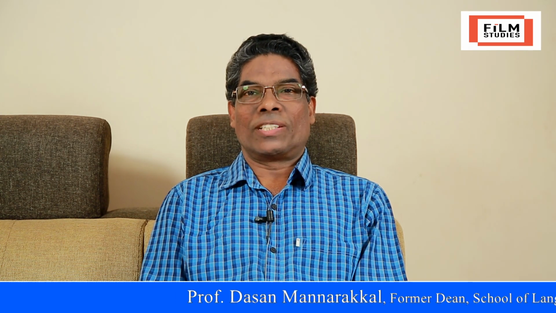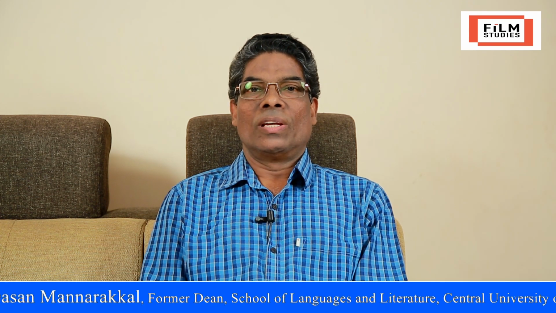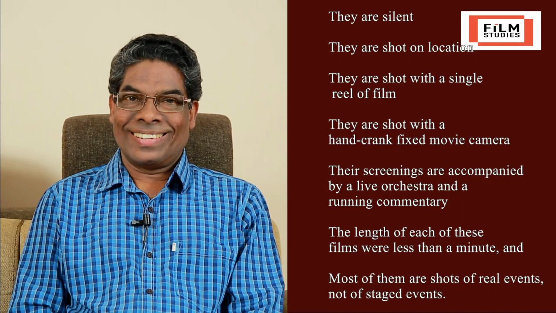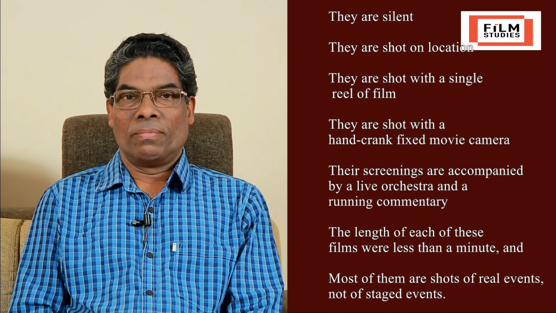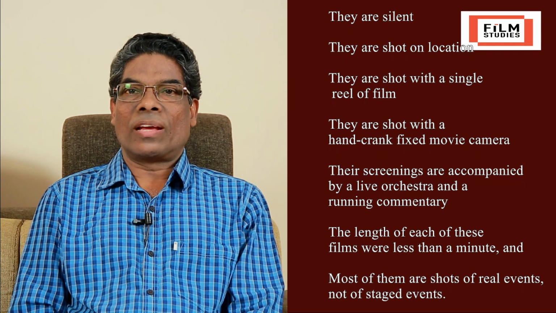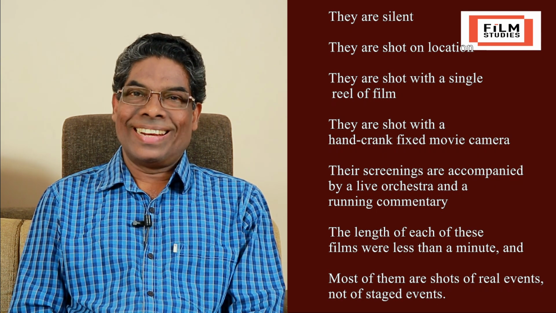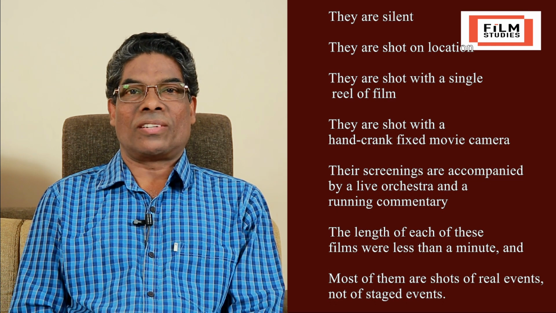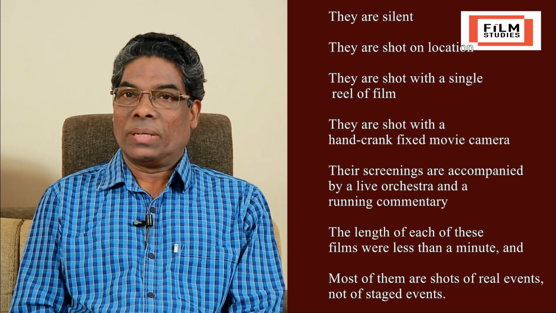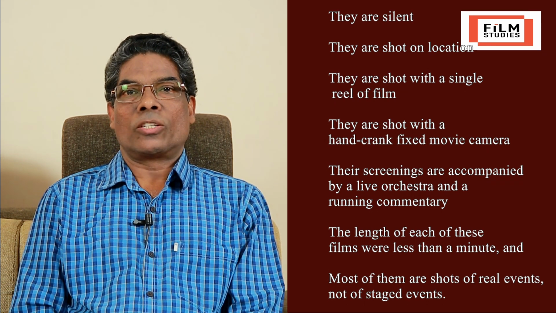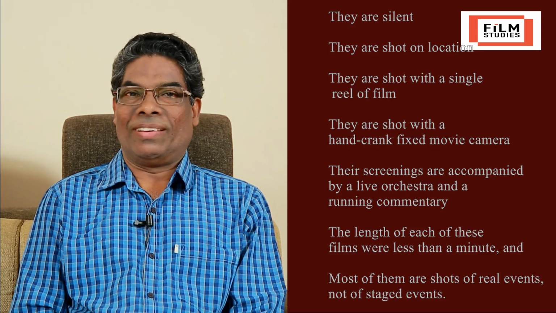By 1905, about 1,500 actualities were shot and shown across the world using the Lumière cinematography. The major features of these early Lumière films are they are silent, they are shot on location, they are shot with a single reel of film, they are shot with a hand-crank fixed movie camera, and their screenings are accompanied by a live orchestra and a running commentary. The length of each of these films was less than a minute, and most of them are shots of real events, not of staged events.